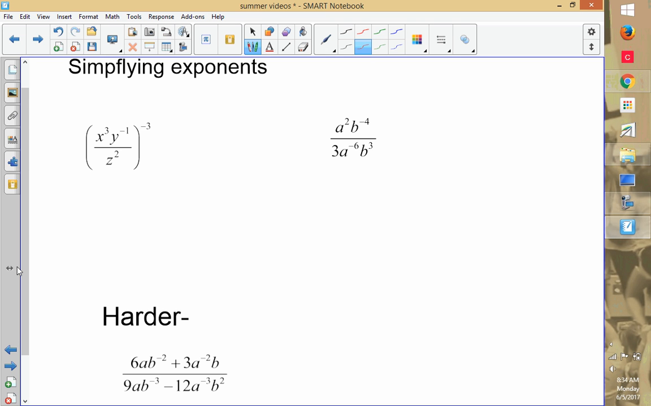But to start off, I see a set of parentheses there with an exponent outside. So before I start moving things around, I would probably go and take everything to the negative third power. So x to the third times negative 3 would be negative 9. For y, I have a negative 1 times the negative 3, which is going to be positive 3, over z to the negative 6.